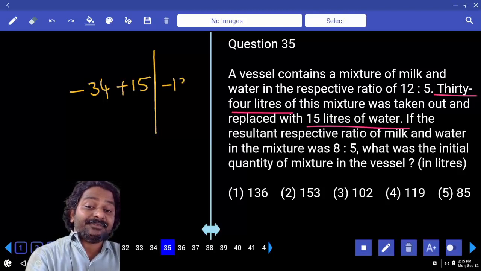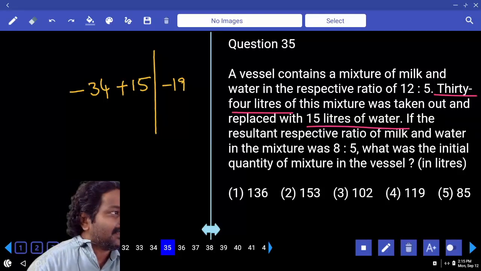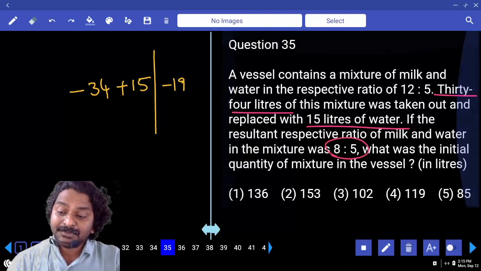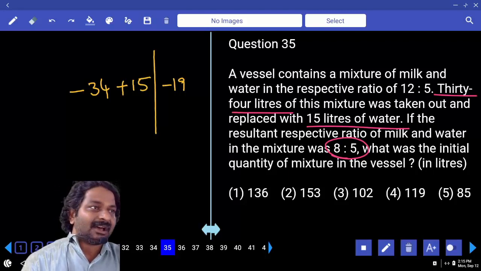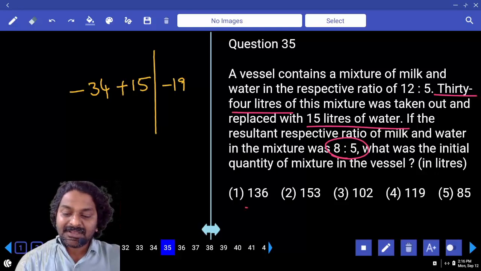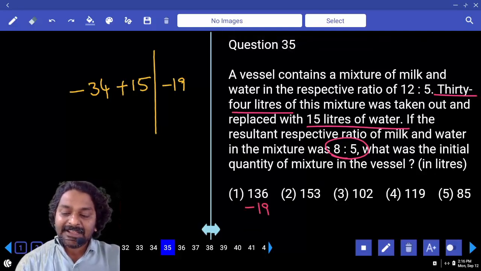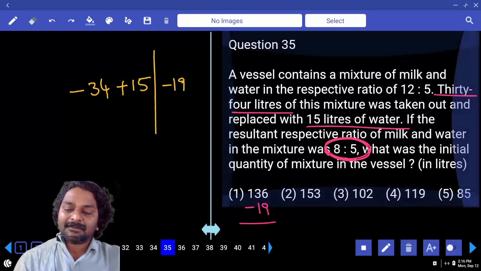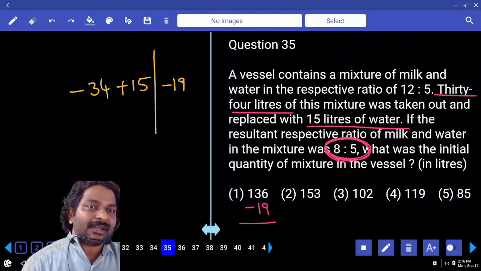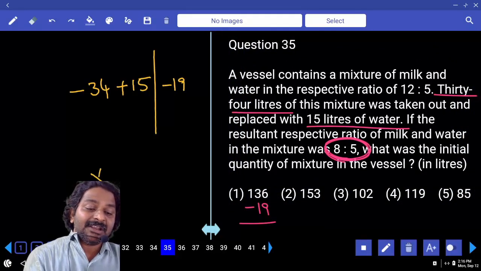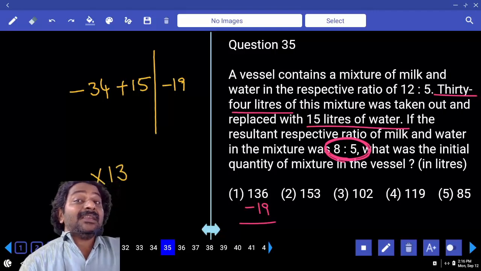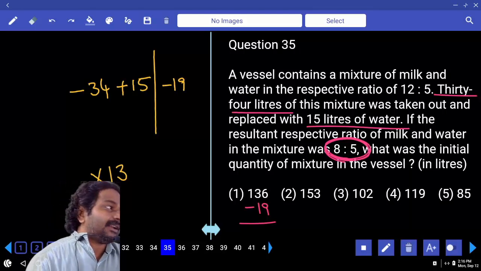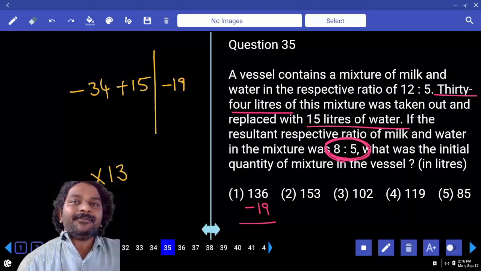19 liters of the initial quantity is gone. Correct? Then the final ratio becomes 8:5. From the initial container, out of 5 options, all are 17 multiples and all are possible. From this, if you subtract 19 liters, the final quantity will come. And the final quantity is in the ratio 8:5. How many parts is that? 13 parts, so it should be a multiple of 13. After subtracting 19 liters, it has to be a multiple of 13.